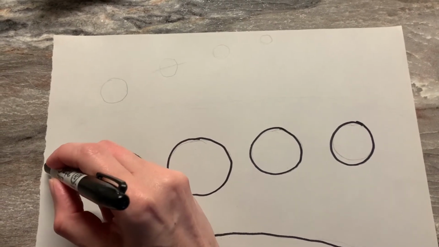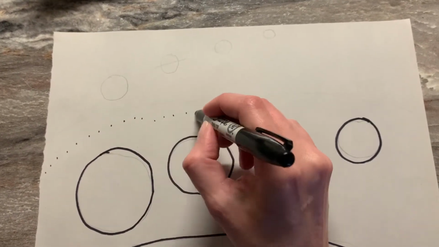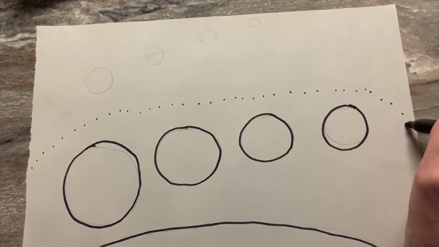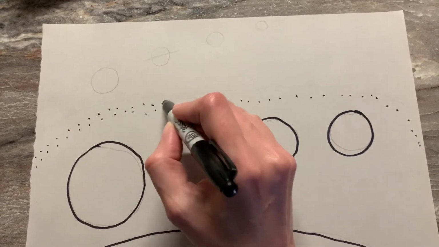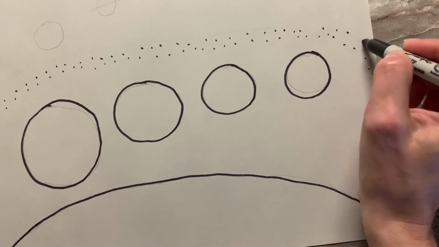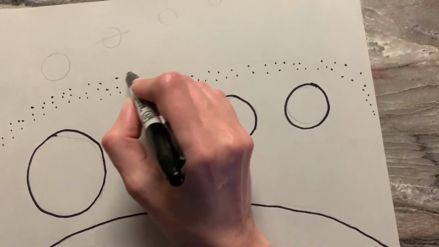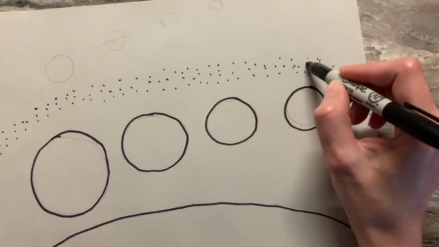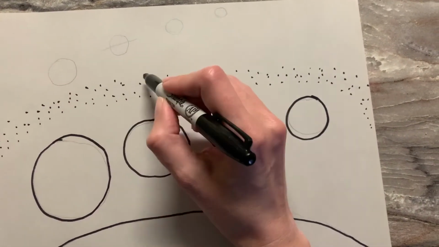So I'm just going to take my Sharpie and make dots, and they don't have to be in a perfect line, but I do want them in kind of a curving row here on my paper. Almost think about like a rainbow filled with rocks. That's what we're trying to show with our dots, is that there's a whole bunch of space rocks here in the asteroid belt.